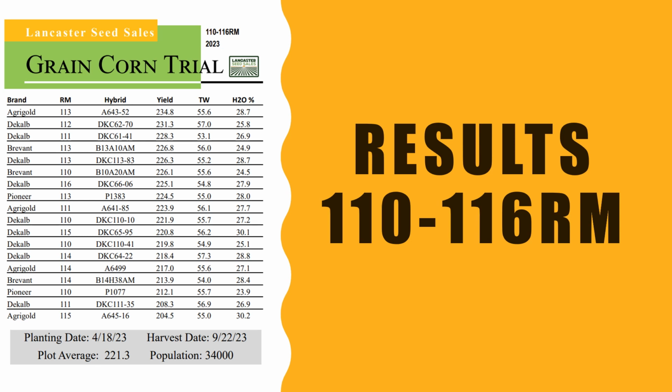So now we'd like to look at the 110 to 116 maturity corn. Looking at the replicated data here, we're going to concentrate on the top 3 to start. AgriGold 64352 looked really good this year. We had a sneak peek at this in plots last year. Have a lot of supply of this year to sell. Has done really well last year and this year across the region. Seems to do well in poor or better conditions.